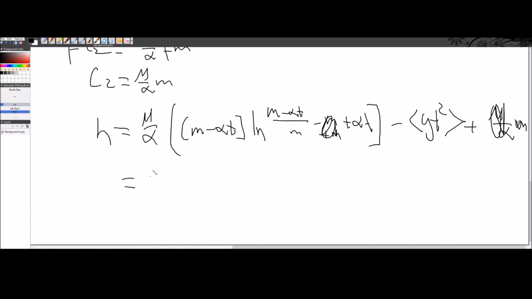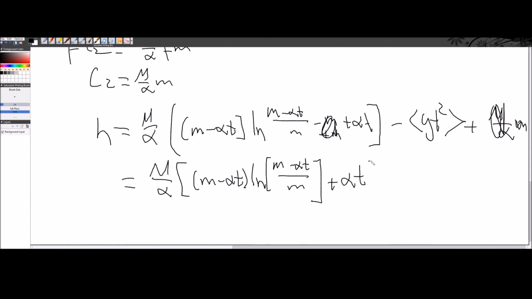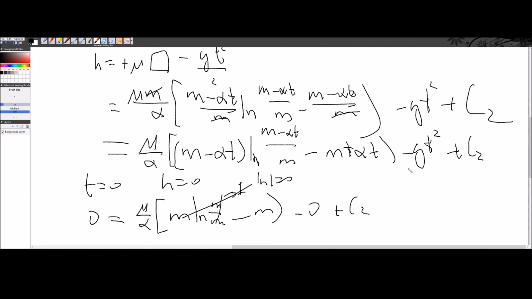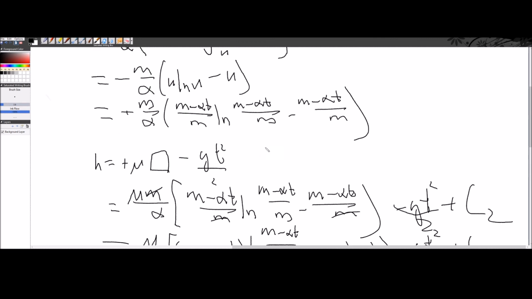So we're going to get mu alpha. All right, we're going to write it in actual nice format now. t ln m minus alpha t over m plus alpha t, minus gt squared over 2. Oh, looky here. I forgot a 2 down here. I forgot 2 everywhere. Okay, I'm actually clowning.